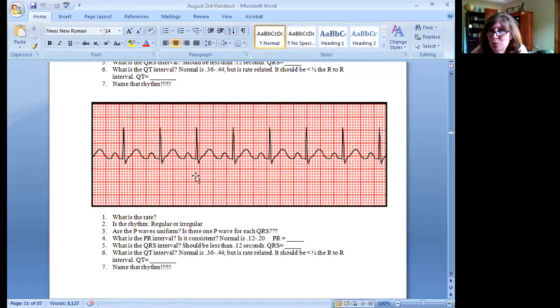So my rate is 107. My rhythm is very regular. The P waves are very nice and uniform. My PR interval, 0.04, 0.08, 0.12, about 0.16. My QRS, about 0.06. My QT, 1, 2, 3, 4, 5, 6, 7, 8, about 0.32. Name that rhythm, sinus tach. Oh, wait. Yeah, sinus tach. It was a rate of 107. Okay.